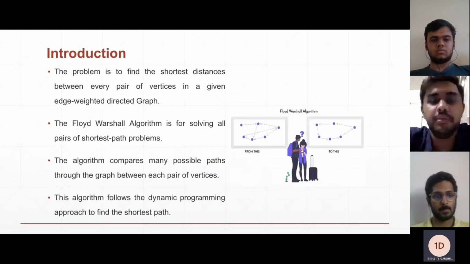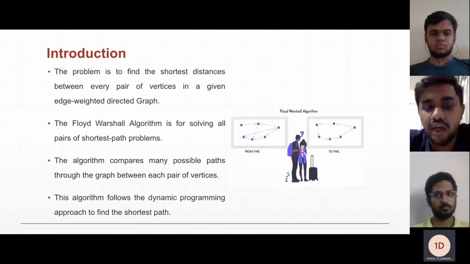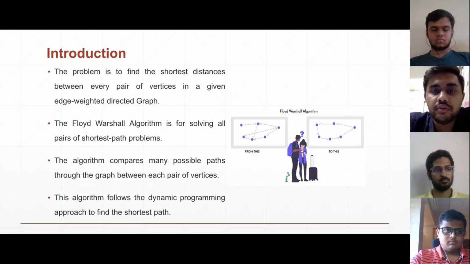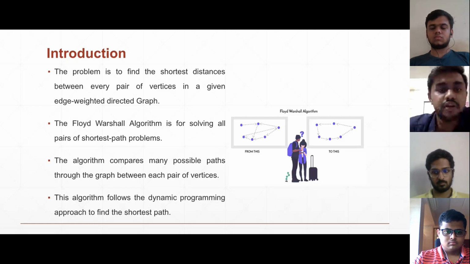Introduction. The problem is to find the shortest distance between every pair of vertices in an edge-weighted directed graph. It is used for solving all pairs shortest path problems. It compares many possible paths in the graph between each pair of vertices, and it follows a dynamic programming approach to find the shortest path. The following part is going to be done by my friend Rushabh Gandhi.